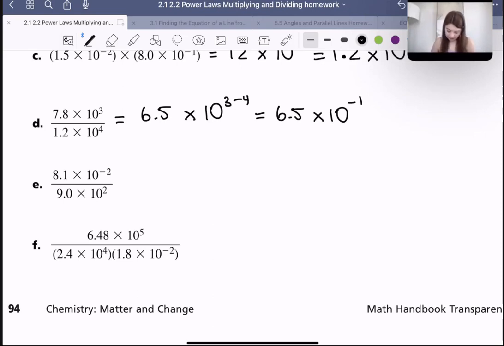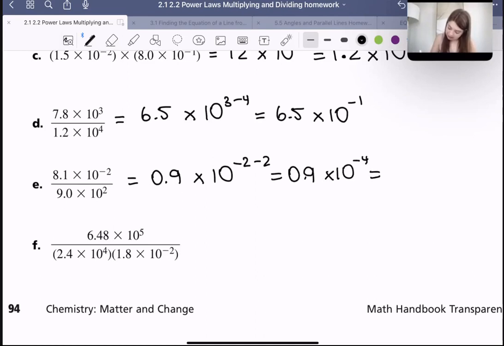Okay. All right, how about this next one? We have 8.1 divided by 9. So if we punch that in our calculator, we're going to get 0.9. And then here we have 10 to the power of negative 2 on the top and 10 to the power of 2 on the bottom. So it would be times 10 to the power of negative 2 minus another 2. So this would be 0.9 times 10 to the power of negative 4.